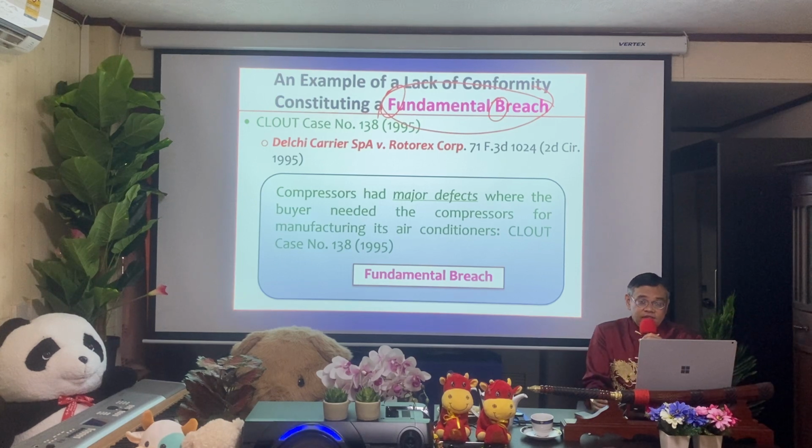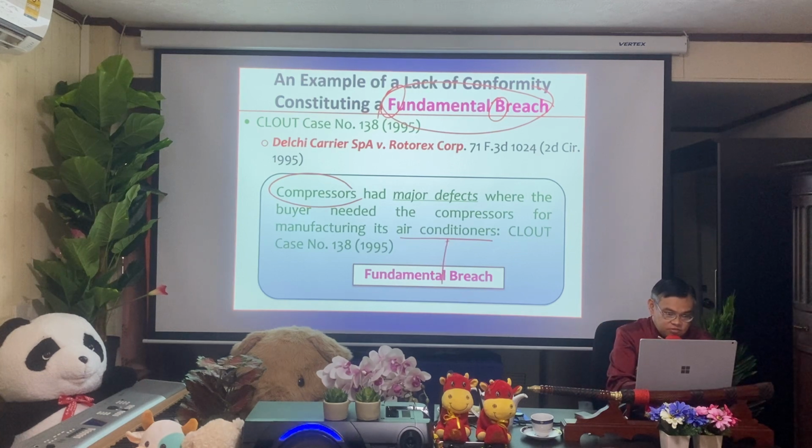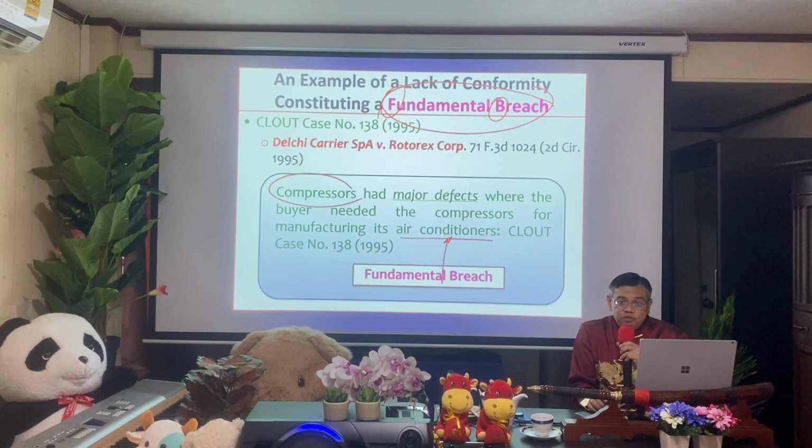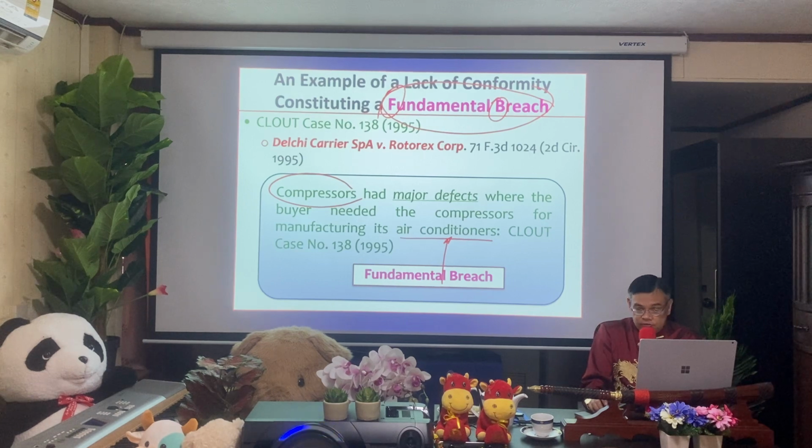In this case, it was for the sales of compressors. Compressors in this case would have to be used for producing air conditioners. The buyers bought compressors in order to use them for the production of air conditioners. That means that if the compressors did not conform with the contract, it would be very serious, because the air conditioners which would be produced would be defective, or deficient as well.